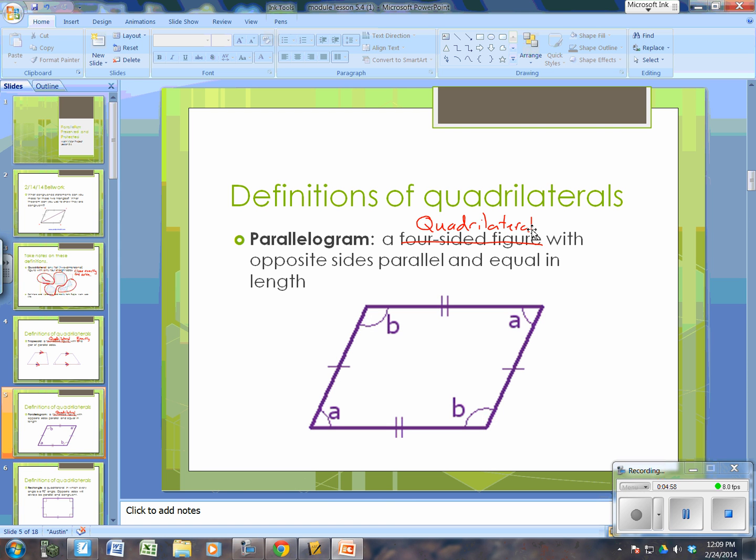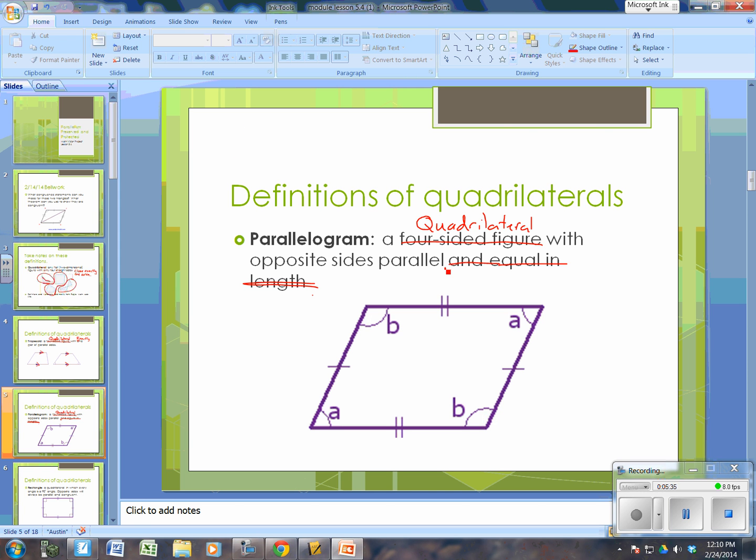Okay, a quadrilateral with opposite sides parallel and equal in length. Well, yeah, the opposite sides are going to be parallel. The equal in length part, we don't even need, because that's a property of a quadrilateral. You don't need it to define it. If it's a quadrilateral and opposite sides are parallel, that's all you need. So, put a period right there. A parallelogram is a quadrilateral with opposite sides parallel. That's called a parallelogram.